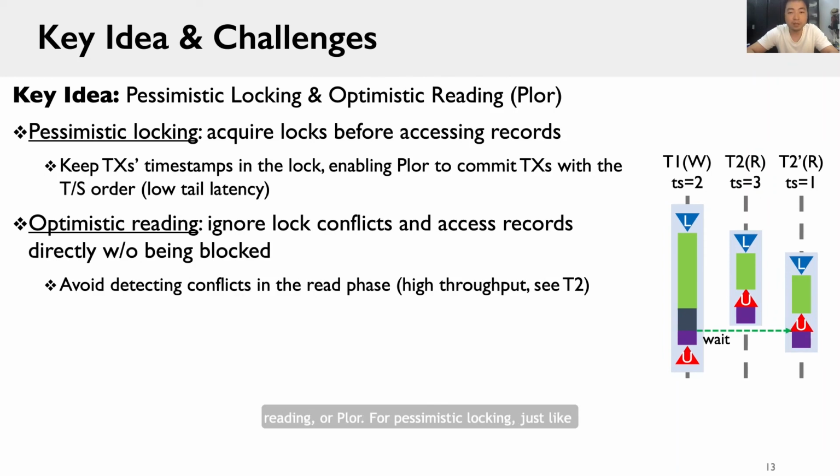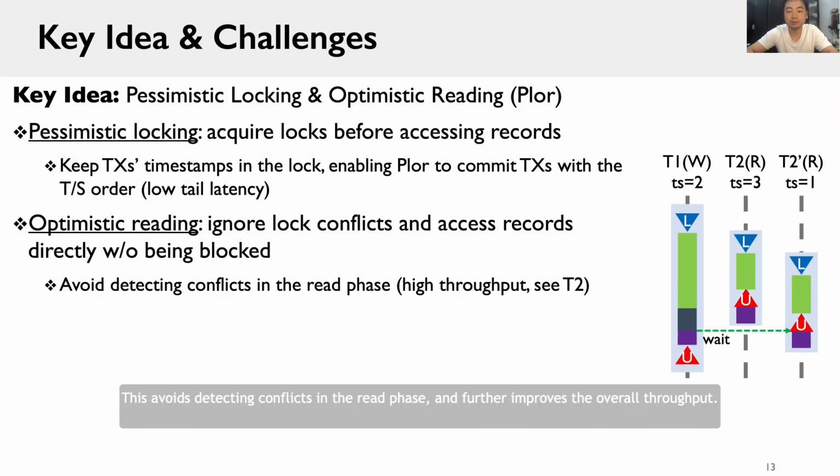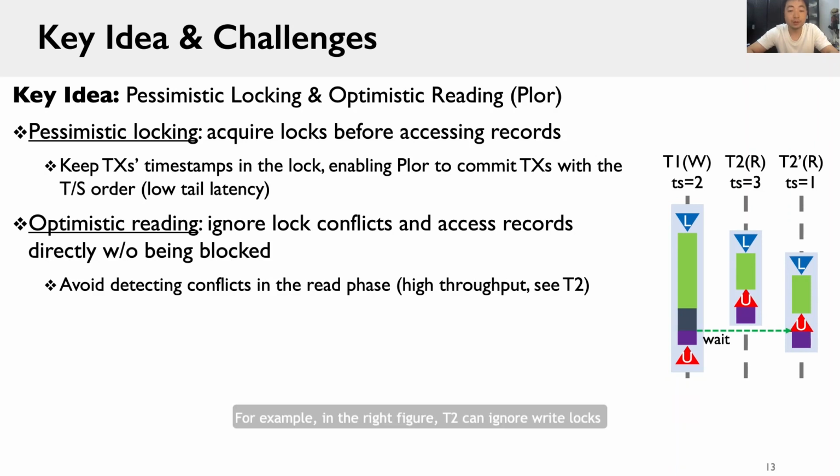For pessimistic locking, just like 2PL, transactions running with Plor need to acquire locks before accessing records. When acquiring a lock, the transaction's context, such as timestamps, is kept in the lock, enabling Plor to commit transactions in timestamp order, which is designed for low tail latency. For optimistic reading, Plor allows transactions to ignore lock conflicts and access records directly without being blocked. This avoids detecting conflicts in the read phase and further improves the overall throughput. For example, in the right figure, T2 can ignore write locks and commit before T1 commits.